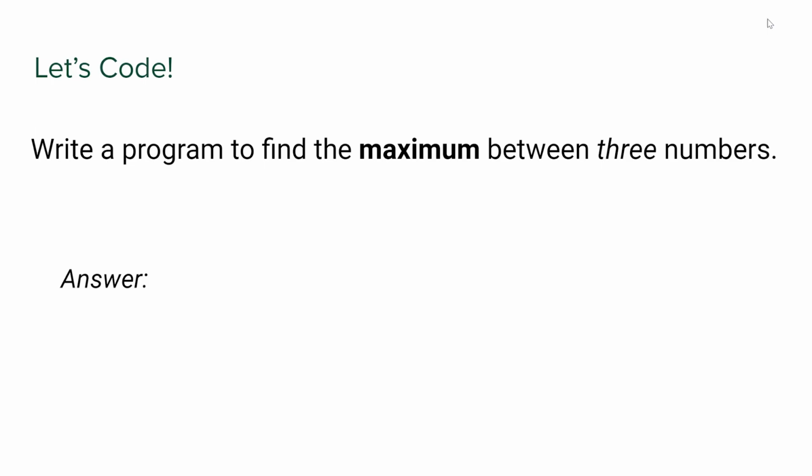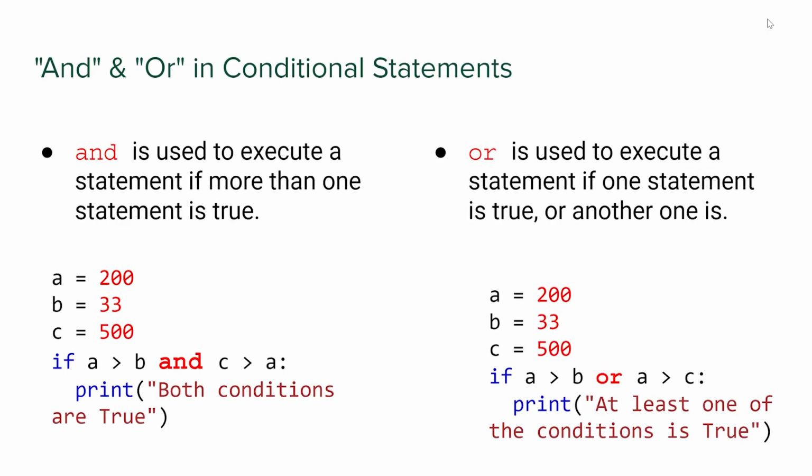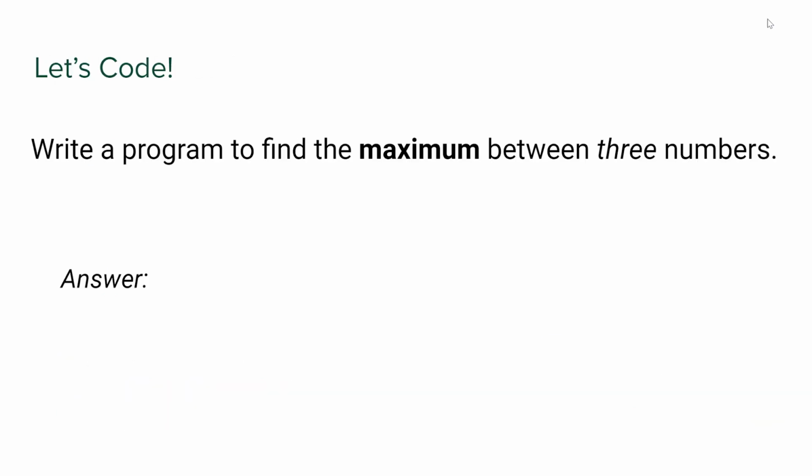Let's code. We write a program to find the maximum between 3 numbers. This is a very common question actually, so I'd recommend you pause the video and think about it for a bit. I'm not going to give you a hint. I showed you in the previous slide how to compare with and, or. So think about that and use multiple conditions to find the maximum between 3 numbers, because this is a very common question that comes up in competitive programming.